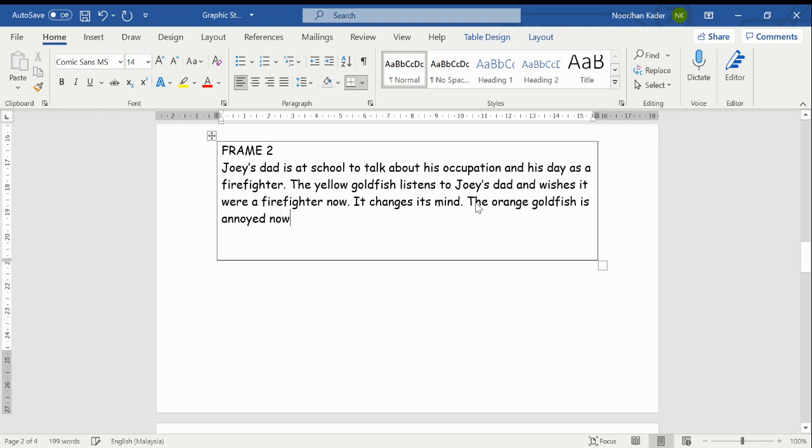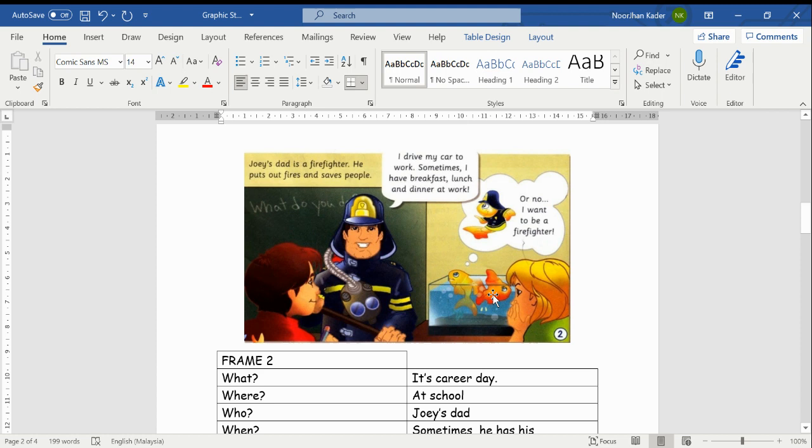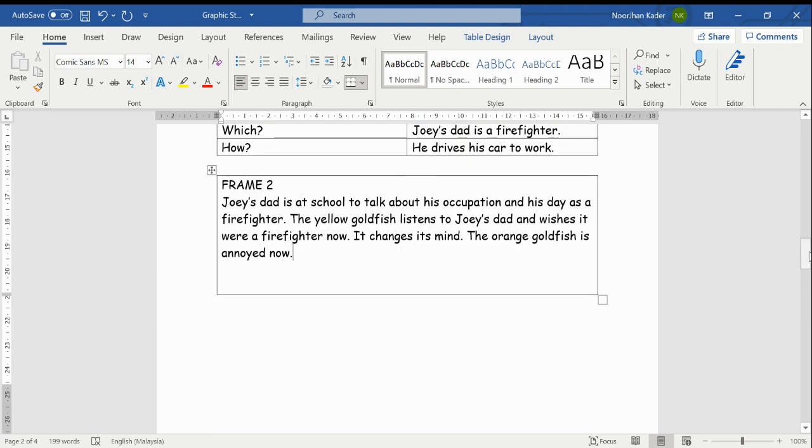Now, okay, for the first time, in the second frame, the orange goldfish looks annoyed. And from the look, it looks annoyed, so it is annoyed. Because it looks annoyed, that means it shows that it is annoyed. So you can write, the orange goldfish is annoyed now. Okay, that's the second frame.